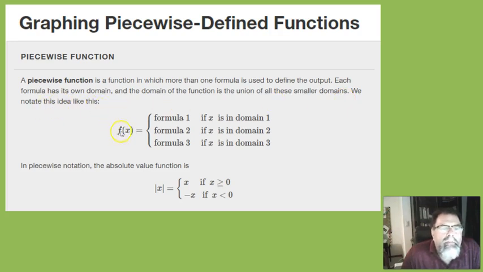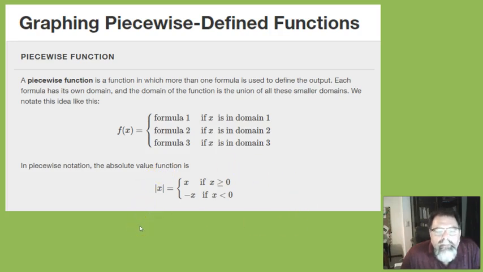So we have the name of the function. f is a function of x. So f of x is equal to, and then you're going to have the 3 formulas. You're going to use formula 1 if x is in the domain for formula 1. You can use formula 2 if x is in the domain for formula 2. And then you're going to use formula 3 if x is in the domain for formula 3. So look, here's an example of a piecewise defined function. The absolute value function, you can define it this way.